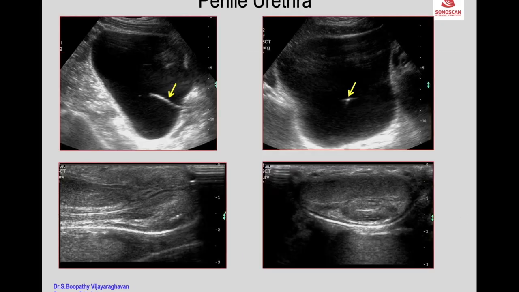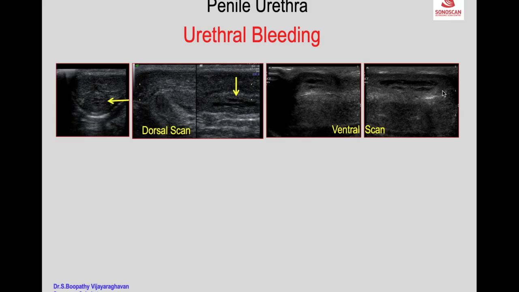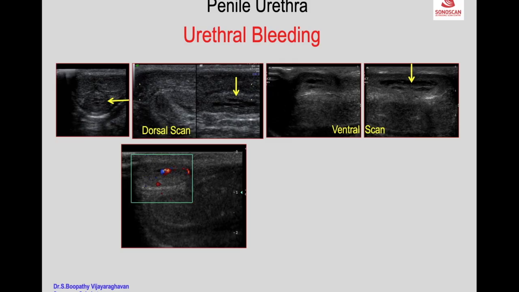It was a blade of a leaf of a plant, thin leaf of a plant, which was introduced by the patient. Ventral scan confirms the same, which on color showed flow indicating that it is a hemangioma.